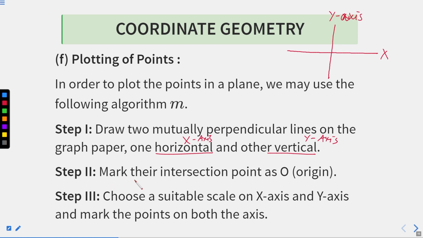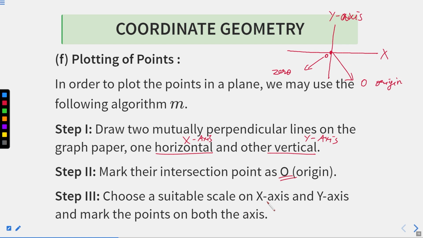Y-axis. Now mark their intersection point as origin. So here's our O. The O means origin, or the point 0, 0. Okay, so origin 0 is the same.